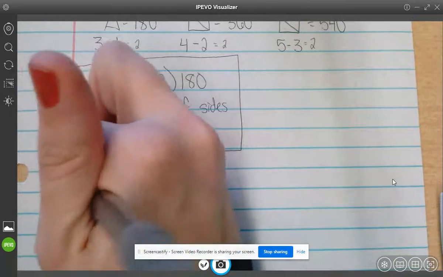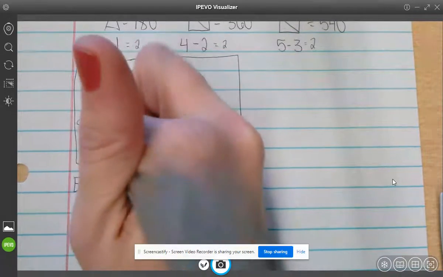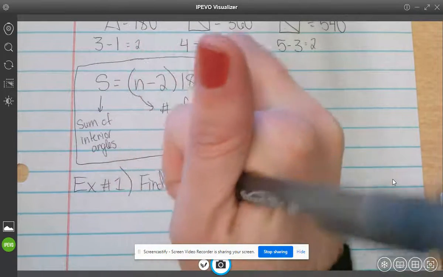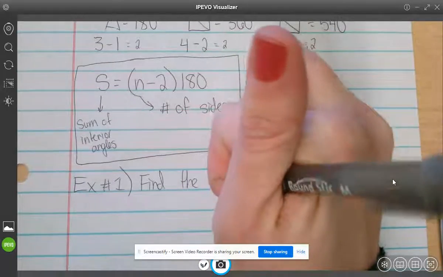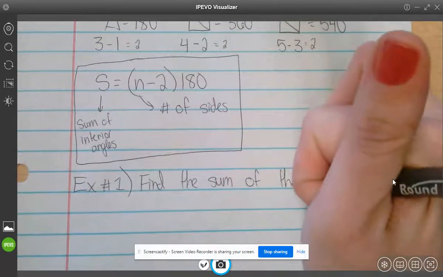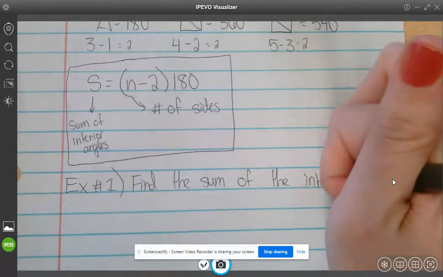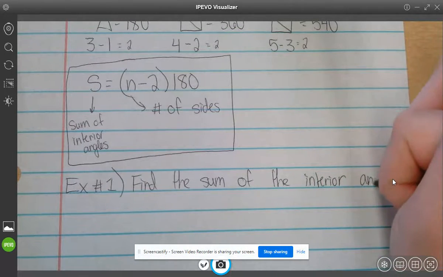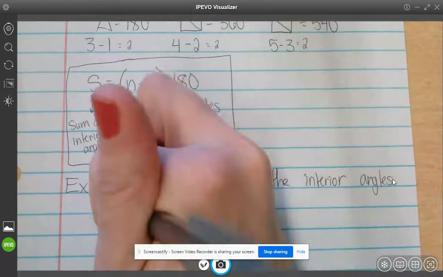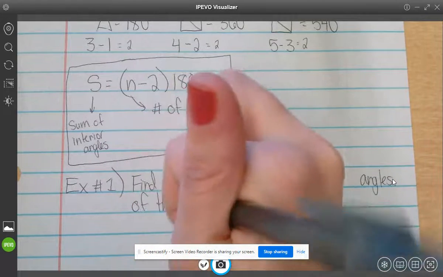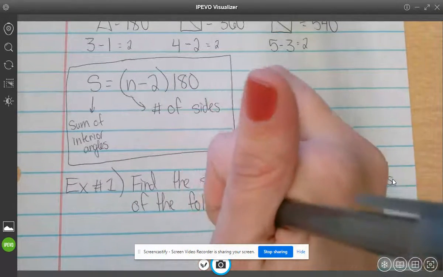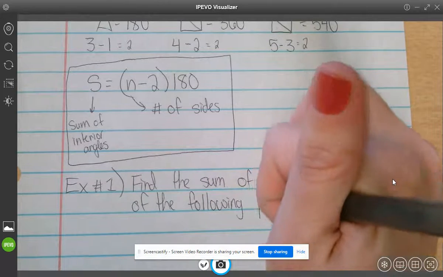So example 1, find the sum of the interior angles of the following polygons.